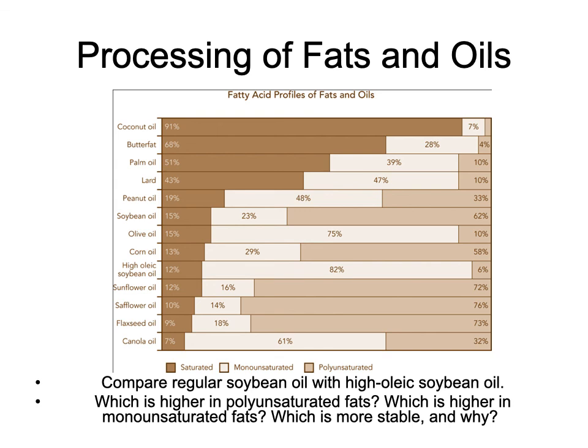And then the polyunsaturated fat in soybean oil, 62%, is a lot higher than the lower amount of polyunsaturated fat in high oleic soybean oil. Which is higher in polyunsaturated fats? Well, it would be the regular soybean oil. And it's probably more healthy for you.